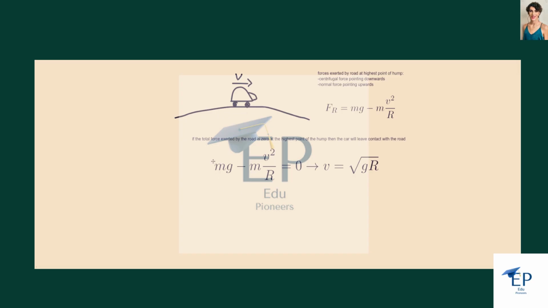So we just set this force exerted by the road equal to zero. We get rid of the m's. We can immediately solve for v. It's some very simple algebra. But then that v is just the square root of g, the gravity acceleration, times R, which is the radius of the hump.